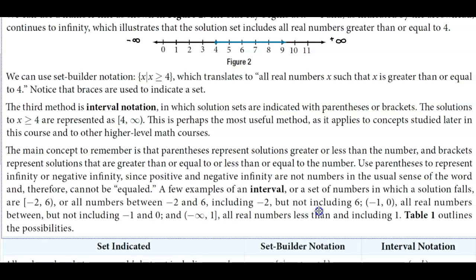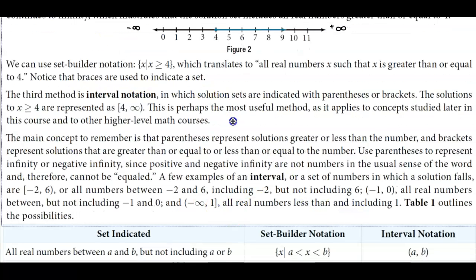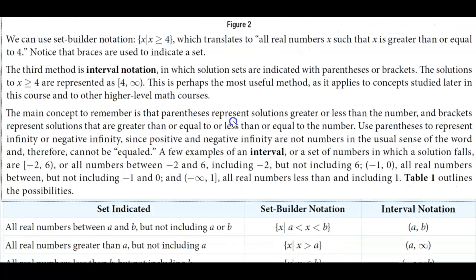A few examples of an interval or a set of numbers in which a solution falls are bracket -2, comma 6, or all numbers between -2 and 6, where you're including the -2 but not including 6. Parentheses -1, 0 are all real numbers between, but not including -1 and 0. And negative infinity to 1 inclusive are all real numbers that are less than and including 1.